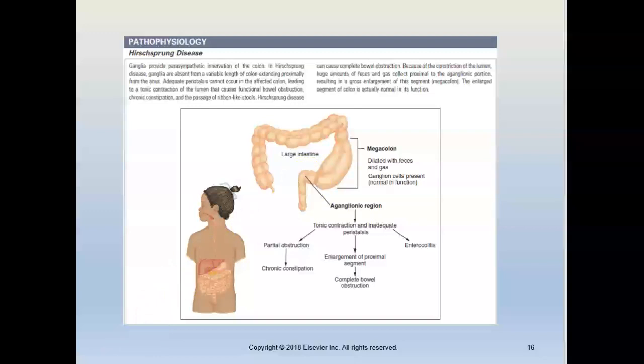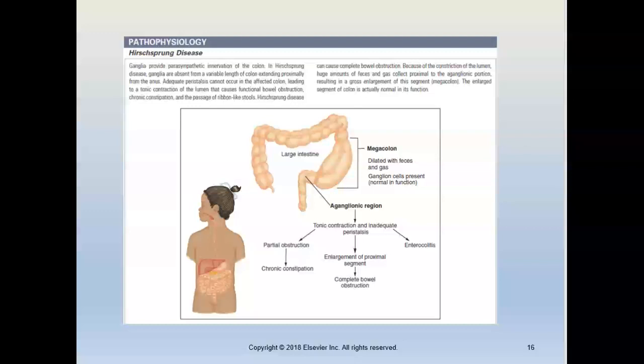Hirschsprung disease can cause complete bowel obstruction. Because of the constriction of the lumen, huge amounts of feces and gas collect proximal to the aganglionic portion, resulting in gross enlargement of this segment known as the megacolon. The enlarged segment of colon is usually normal in its function.